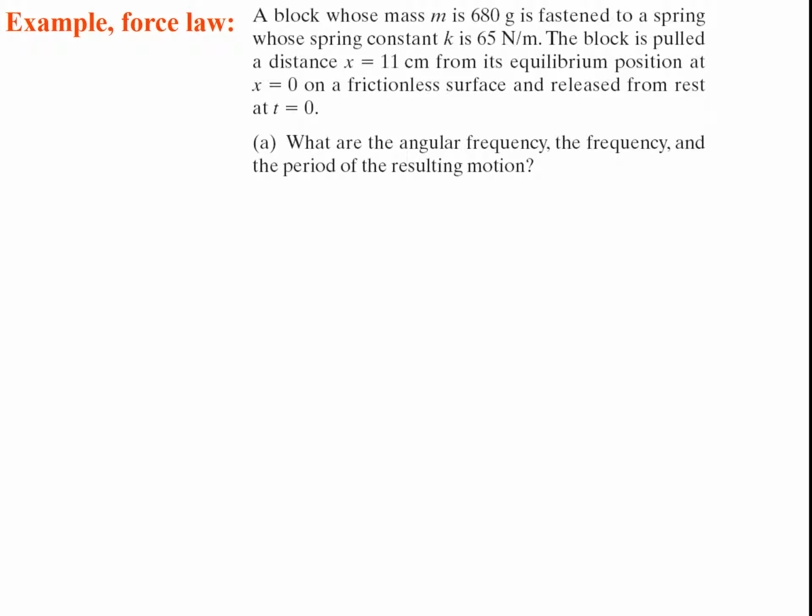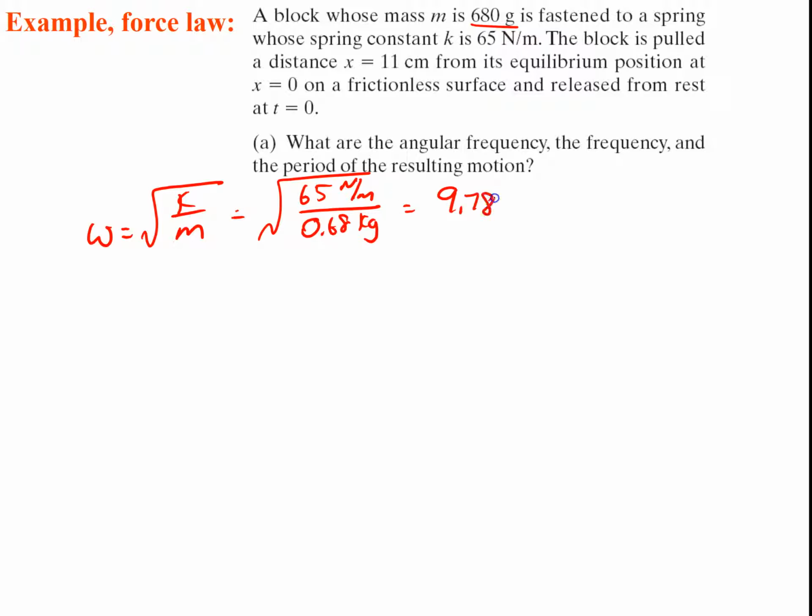So let's do our angular frequency first. To find our angular frequency, we're just going to use our equation, which is the square root of the spring constant divided by m. That's equal to the square root of 65 newtons per meter divided by our mass, which is 0.68 kilograms. We need to make sure we convert this value into kilograms. And you end up with 9.78. And since this is an angular frequency, it's measured in radians a second.